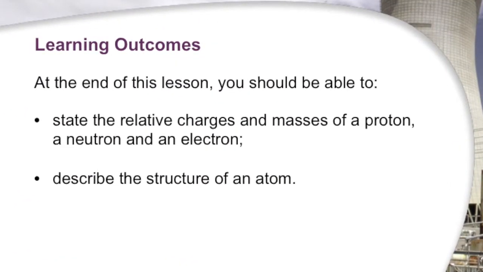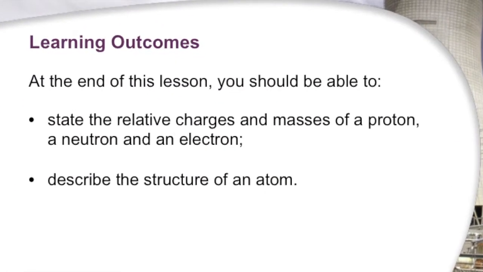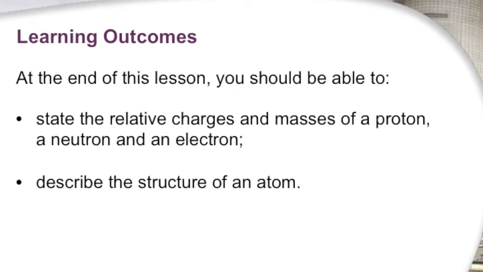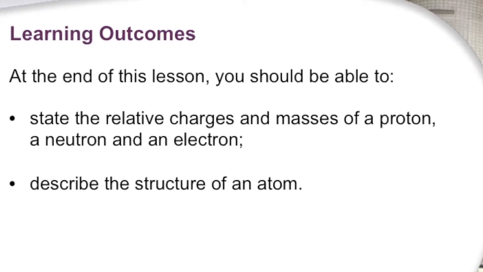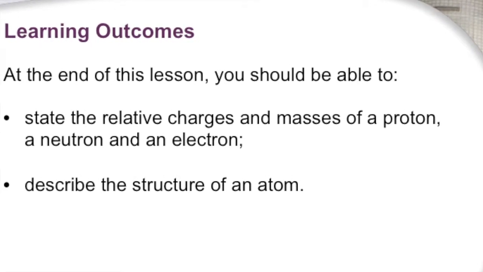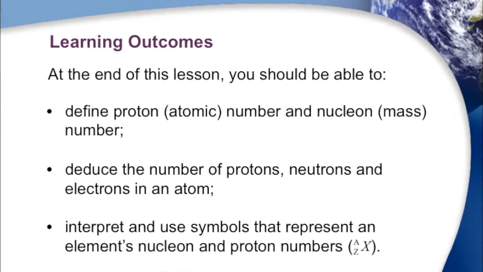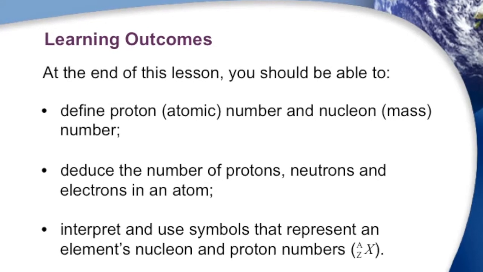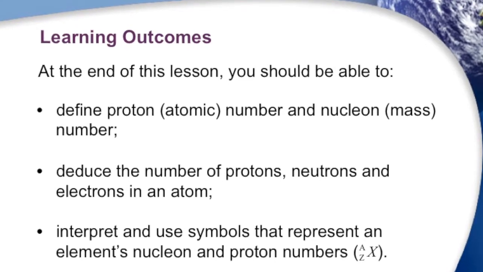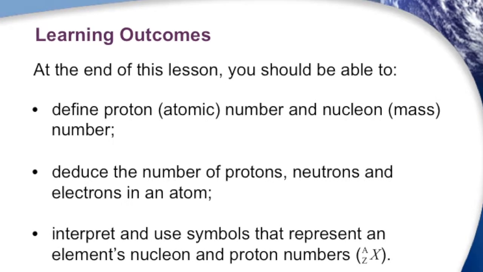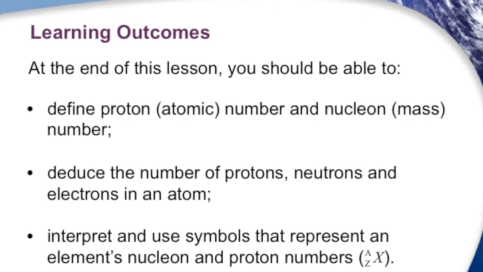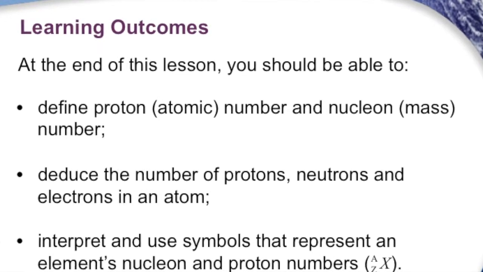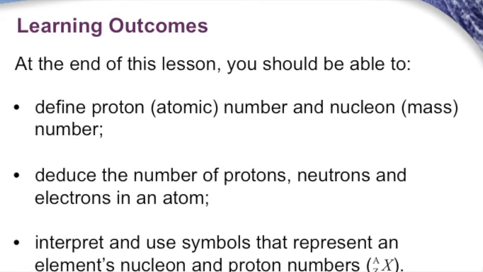After watching this video, you should be able to give the relative charges and masses of a proton, a neutron, and an electron. You should also be able to describe the structure of an atom. You will also understand the terms proton number and nucleon number. With this knowledge, you will be able to deduce the number of protons, neutrons, and electrons in an atom by looking at the symbol of a particular element in the periodic table.